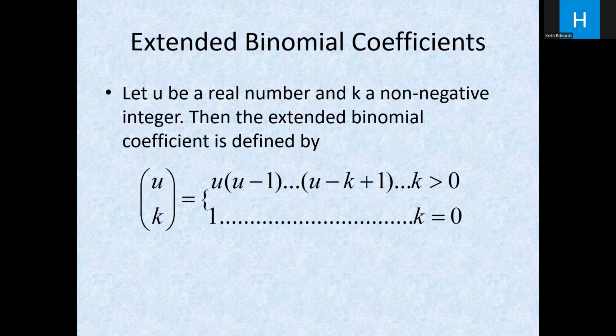You can also do extended binomial coefficients. Let u be a real number and k a non-negative integer. Then the extended binomial coefficient is determined by u choose k equals u times u minus 1 times, and so on, down to u minus k plus 1, for k greater than 0, and 1 if k is equal to 0.